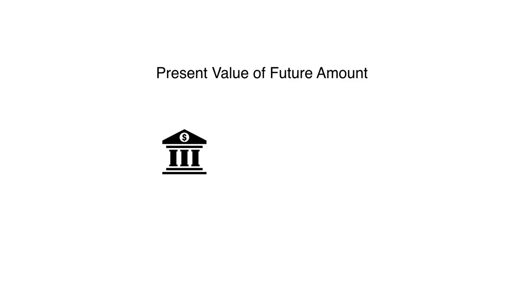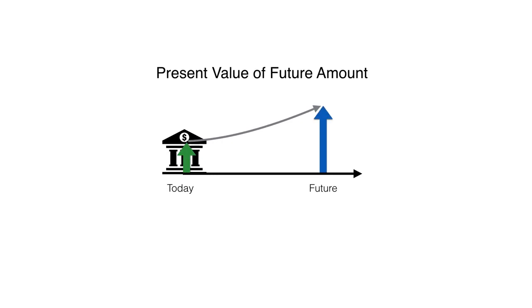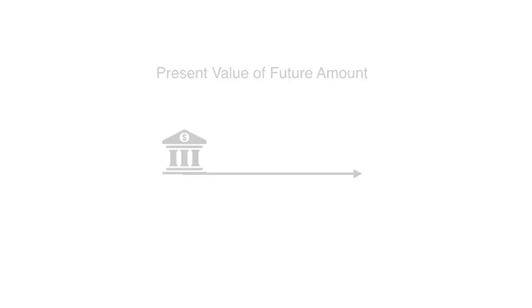So we put the green arrow into the bank and it grows into the tall blue arrow in the future. In terms of financial analysis, these arrows are equivalent. The green arrow is the present value of the blue arrow, or the blue arrow is the future value of the green arrow. Let's do an example with some numbers.